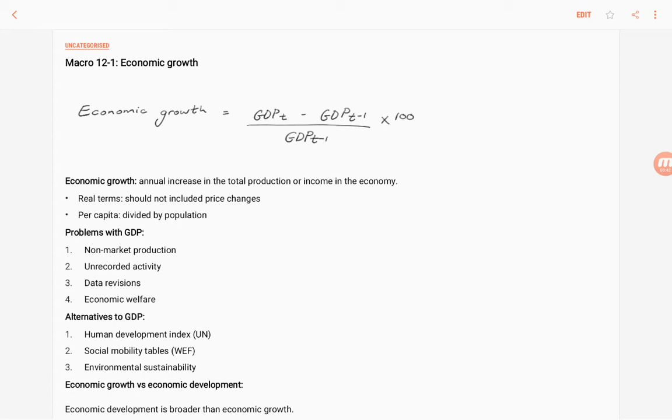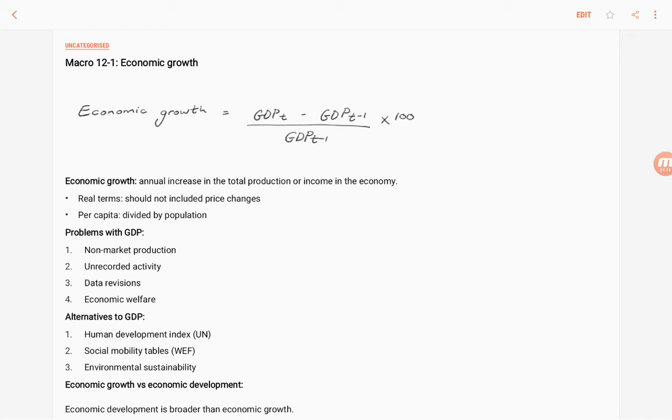However, there are problems of using GDP for production measures. First is non-market production, for example, the work done by a housewife. Should this be included or excluded from GDP? Unrecorded activity, for example, the informal sector or illegal activity. There's also the problem that data is continuously revised by Stats SA and the Reserve Bank, which changes the economic growth.